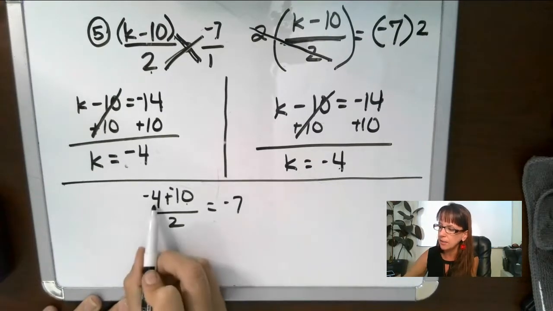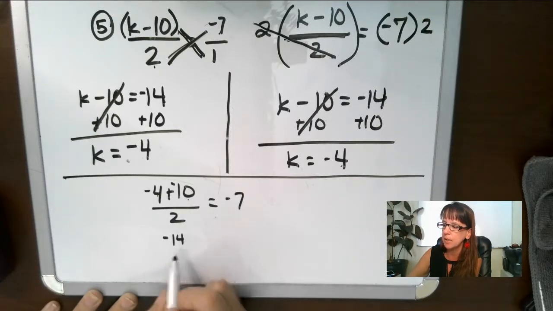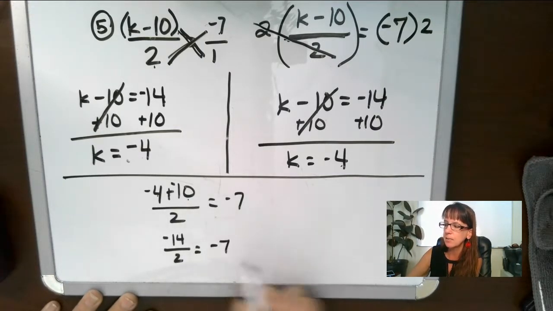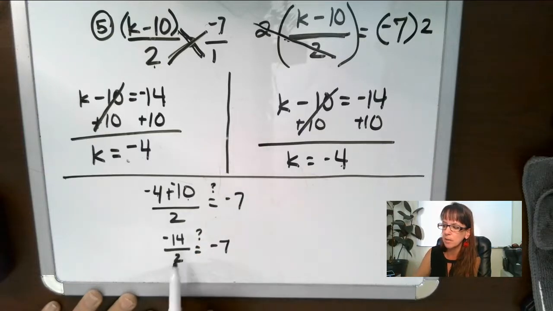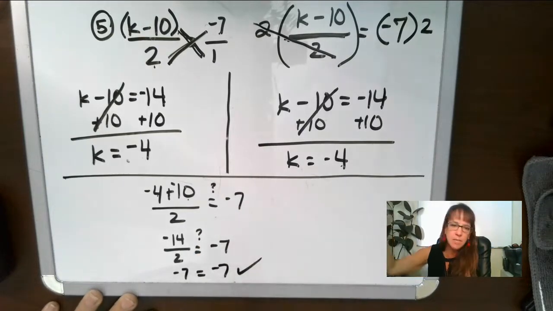So what we have here is they're both on the same team, right? And it's the negative team, and it's 14 big over 2 equals negative 7. Is that the case? Let's put some question marks here. Negative 14 over 2 equals negative 7. Negative 7 equals negative 7. Yes, we did it right.